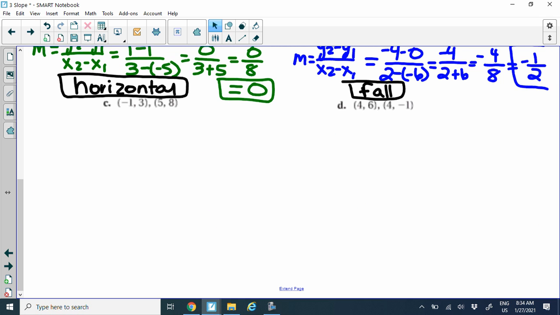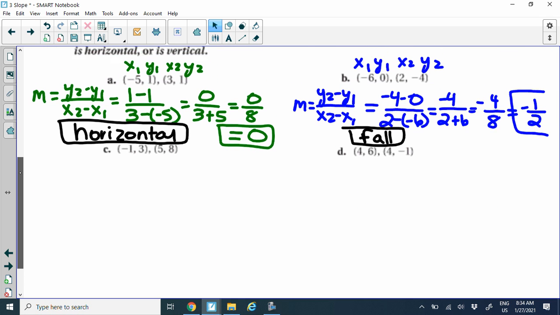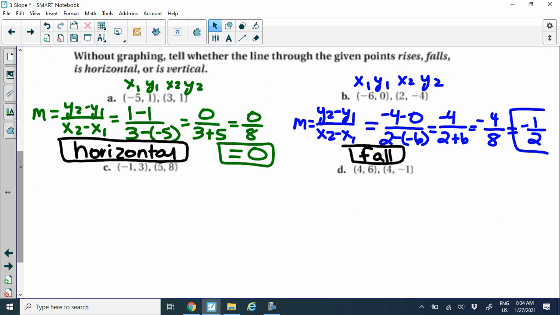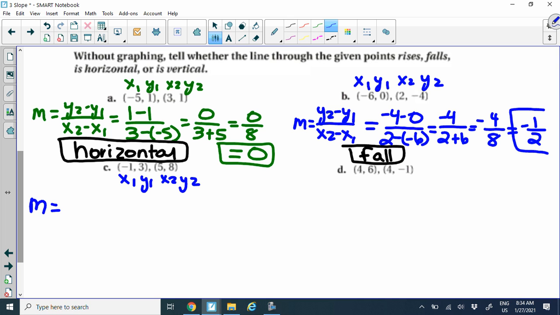Okay, so what I'd like you guys to go ahead and do is pause the video and do example 2, parts C and D. Okay, let's see what you got here. So I'm going to label my x sub 1 and y sub 1. Same thing for x sub 2 and y sub 2. Find the slope first using the formula.